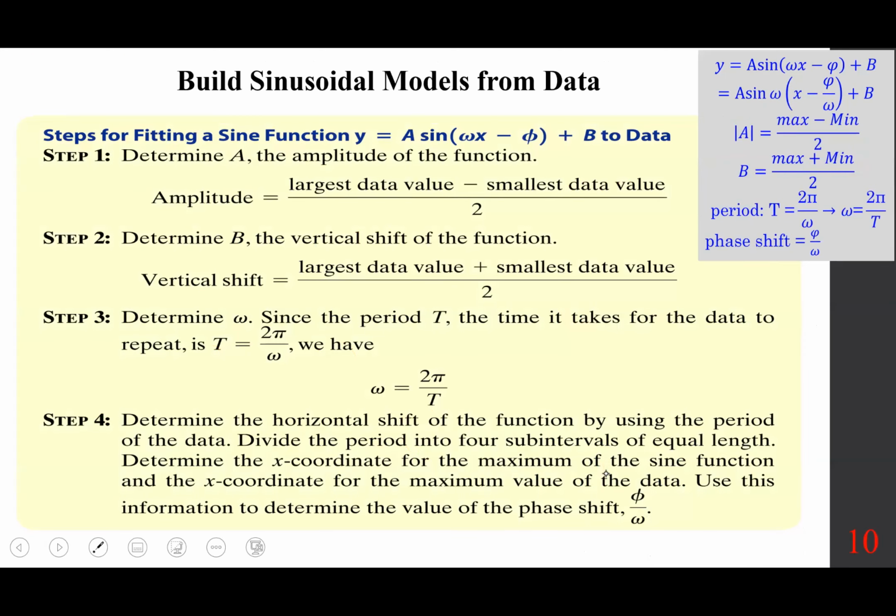All right, if we want to build a sinusoidal model in this format, and by the way, we can go with sine or cosine. Normally we go with sine, makes no difference. Amplitude is the largest data value minus smallest divided by 2. So that's how you get the A. B, the vertical shift, is largest plus smallest divided by 2. Determining omega, we know T is 2 pi over omega. So omega is 2 pi over T.